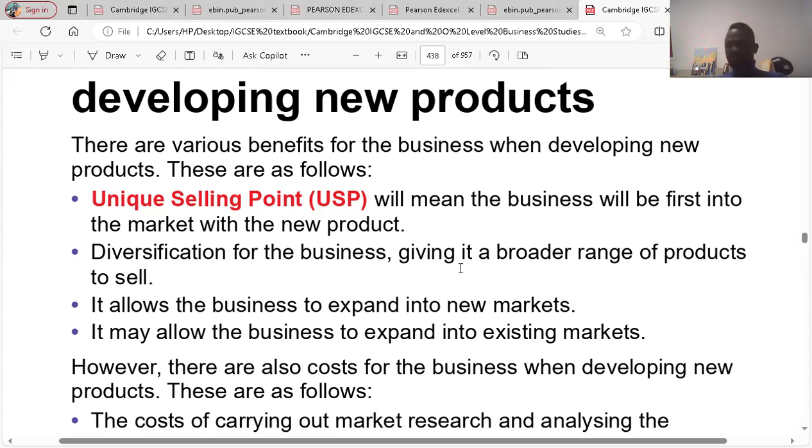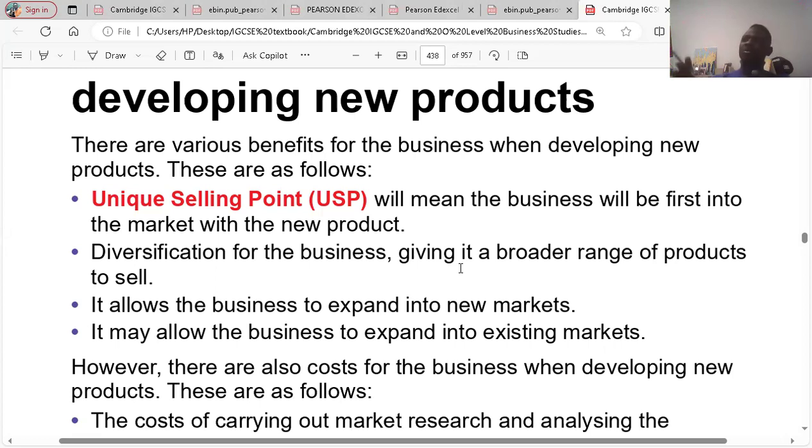So we have USP, the unique selling point, which means the business will be the first into the market with the new product. So with product development, it would have meant that this newly developed product is the first in the market. That means nobody has launched such a product into the market, so that would definitely make your product unique. There's no type like the product in the market because it's a new product. You just developed it.